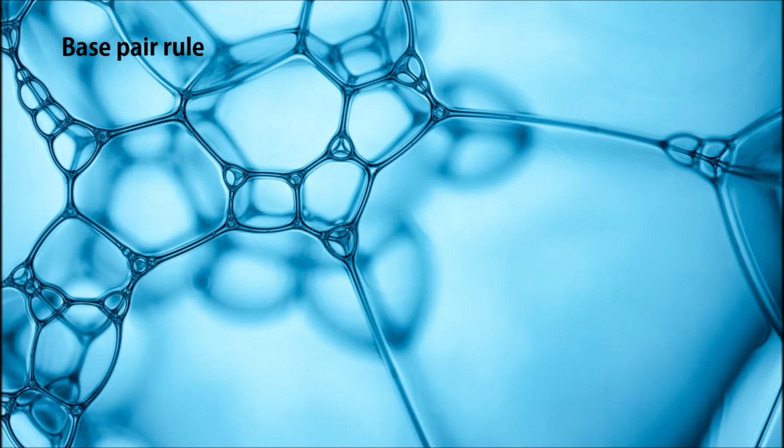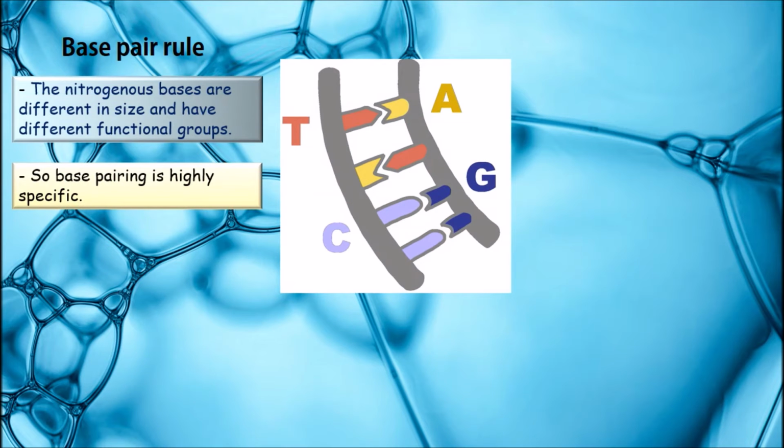Base pair rule. Any two bases can't be paired in the double helix. The nitrogenous bases are different in size and have different functional groups. So base pairing is highly specific, and always a purine base pairs with a specific pyrimidine base.